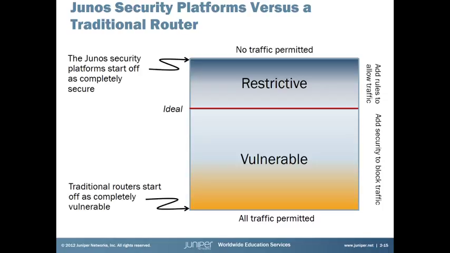So let's contrast the router. On the bottom we've got traditional routers, which start off as completely vulnerable, which means that they forward absolutely everything. Now you can restrict that with things like firewall filters or access control lists to kind of lock that down, but basically they forward everything by default. On the other hand, a firewall starts off forwarding nothing. So basically it's totally restricted. It's saying, well, I'm not letting anything in at all, zero.